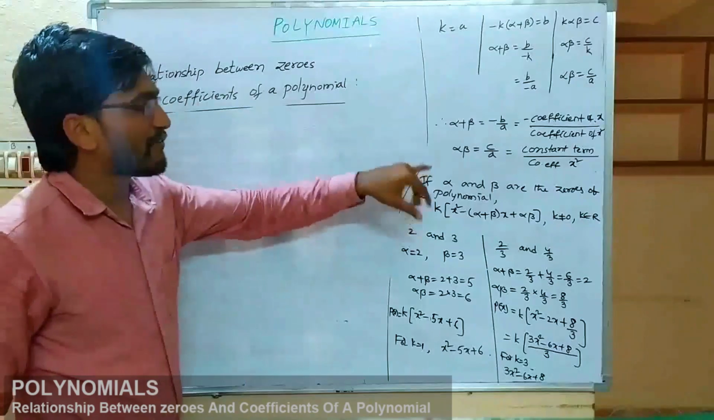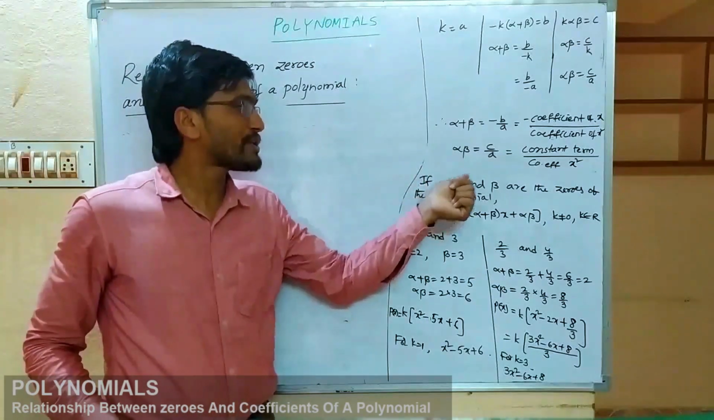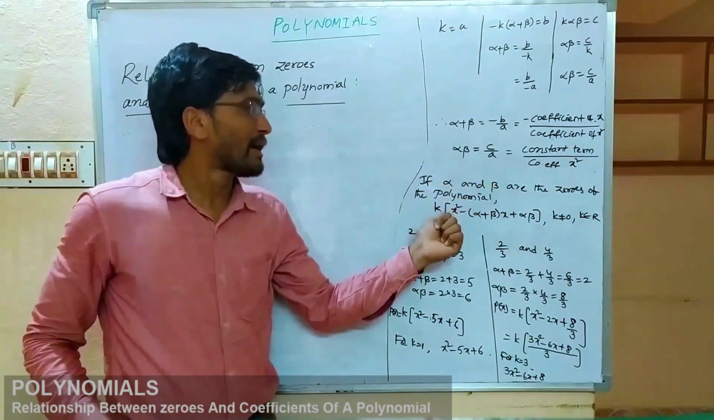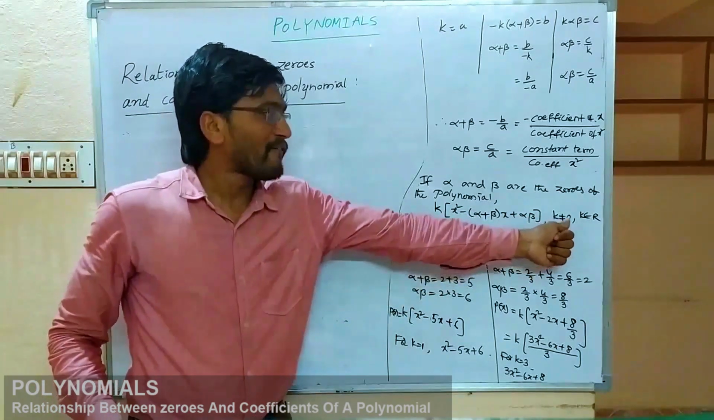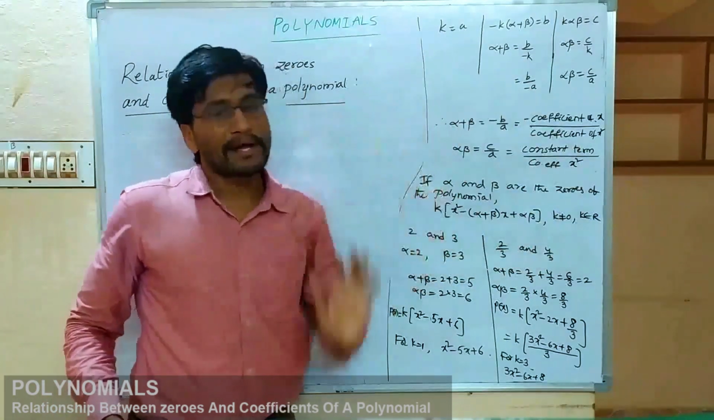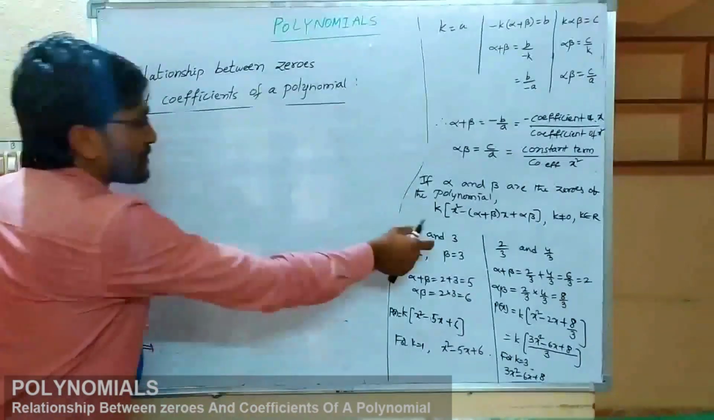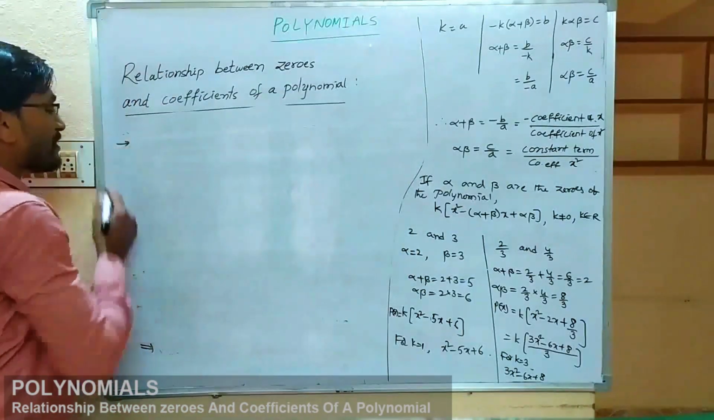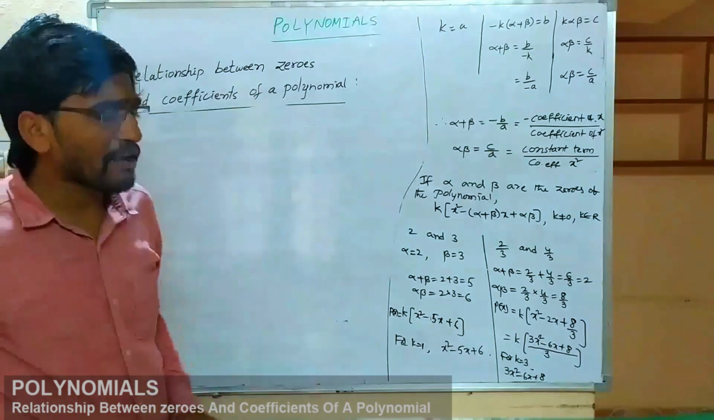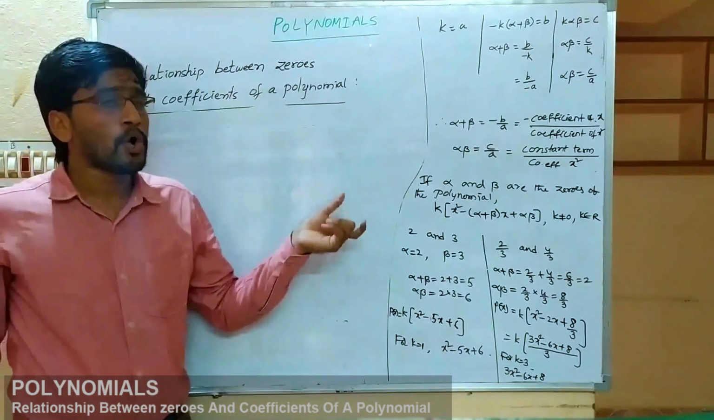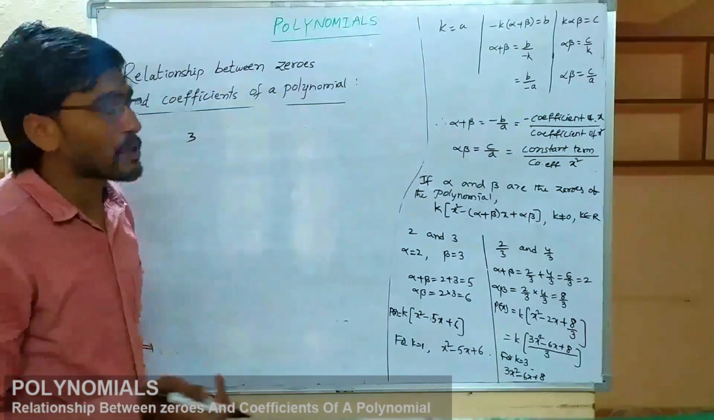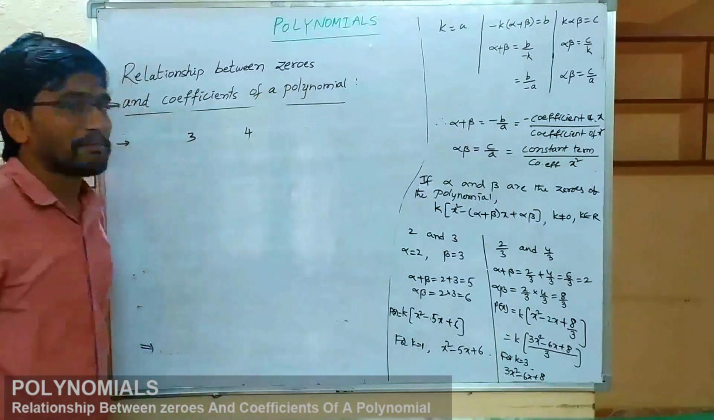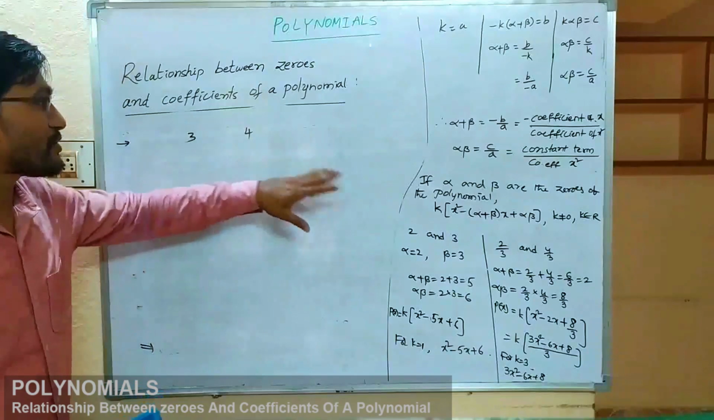So finally, the quadratic polynomial whose zeros are alpha and beta is k into x square minus alpha plus beta into x plus alpha beta, where k not equal to 0, k belongs to R. So this is one of the models. In another way, they will give a problem like this: find the quadratic polynomial whose sum of the zeros is 3 and product of the zeros is 4.